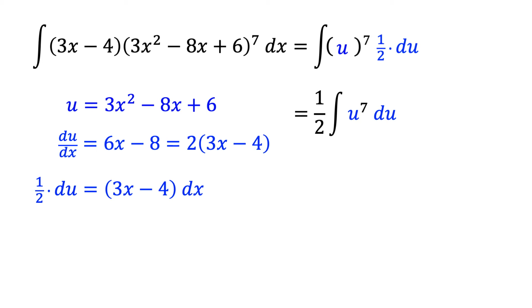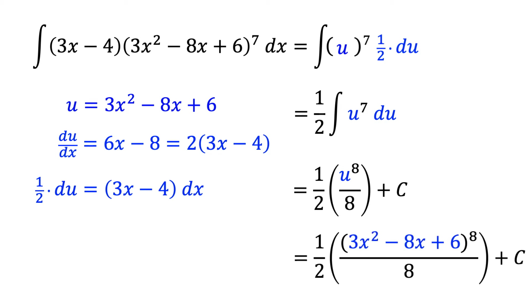We know an antiderivative for u to the 7th, so this is just equal to 1/2 times u to the 8th divided by 8 plus a constant c. And finally, we can substitute our original guess for u to get 1/2 times 3x squared minus 8x plus 6 to the 8th power divided by 8 plus the constant c.